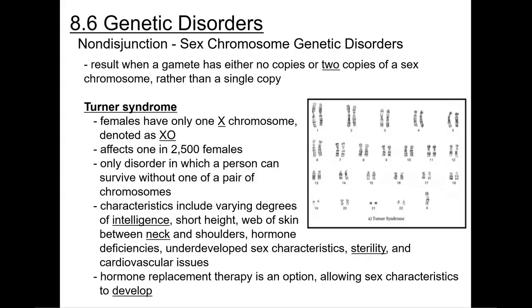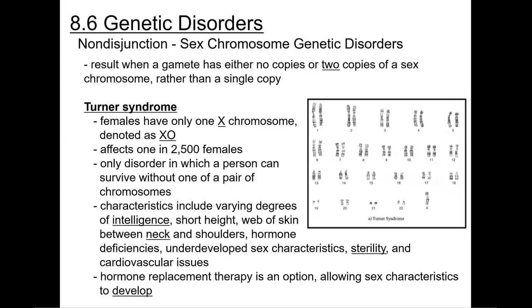Non-disjunction on the sex chromosomes is where you normally have 2 copies of a sex chromosome, but here you either are missing one or you get a 3rd copy. So with Turner syndrome, females are only going to have 1 X chromosome, and they're not going to have that 2nd sex chromosome. This affects 1 in about 2,500 females. Only disorder in which a person can survive without 1 pair of chromosomes. So this one is survivable.